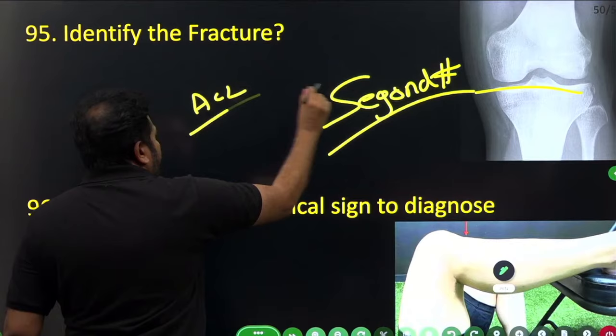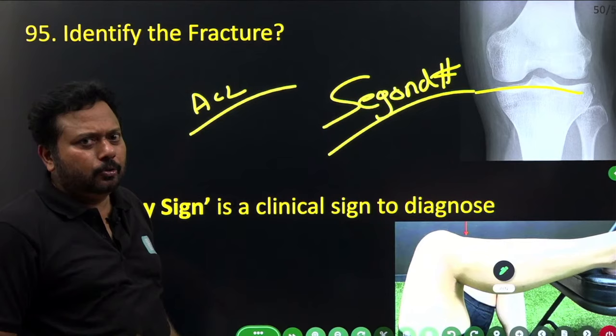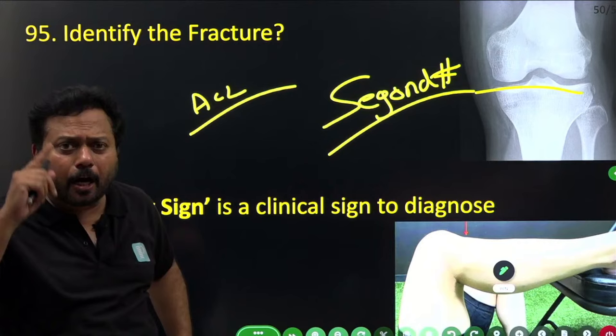Whenever you see a Segond fracture, it's an indirect evidence that the ACL is gone. When the ACL you can't see in the X-ray, it should come here. When ACL is gone, it will tether the capsule on the lateral ligaments. So it comes as an avulsion fracture, the lateral tip of the tibial condyle, and that's called Segond fracture. So Segond fracture is an indirect evidence of ACL injury.